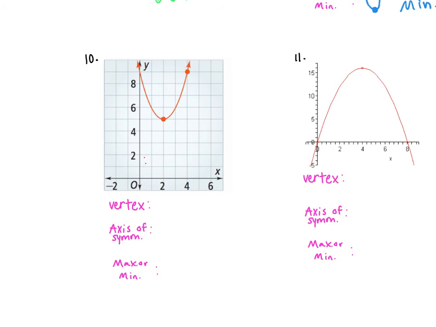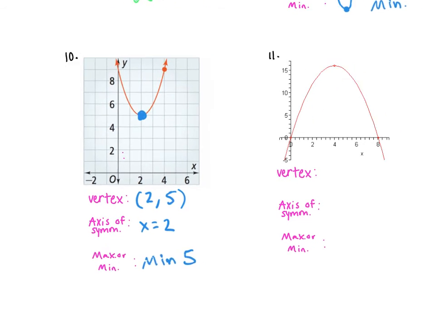So for these, we can just look at it and determine our vertex, axis of symmetry, max or min. So what's our vertex? 2, 5. And then what's our axis of symmetry? X equals 2. And is our vertex at the max or min? Minimum. And what's our minimum value? 5. Awesome. Any questions?